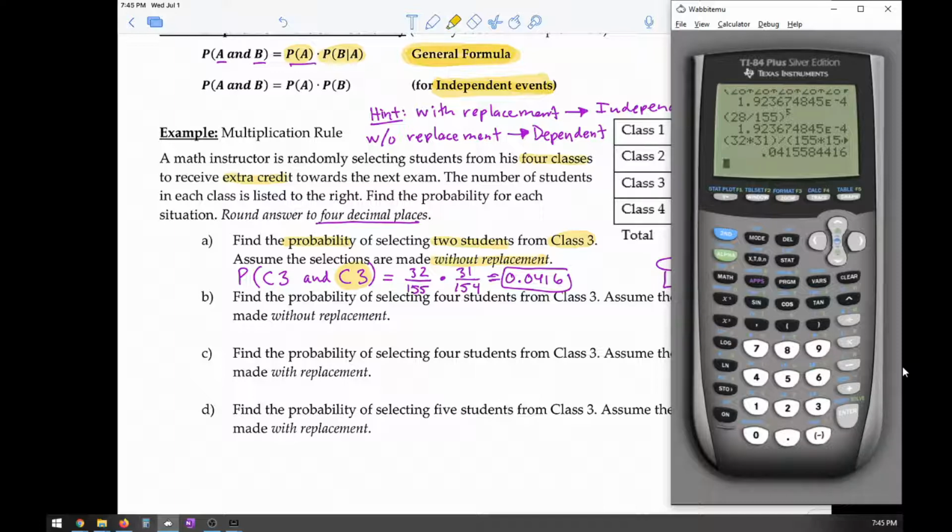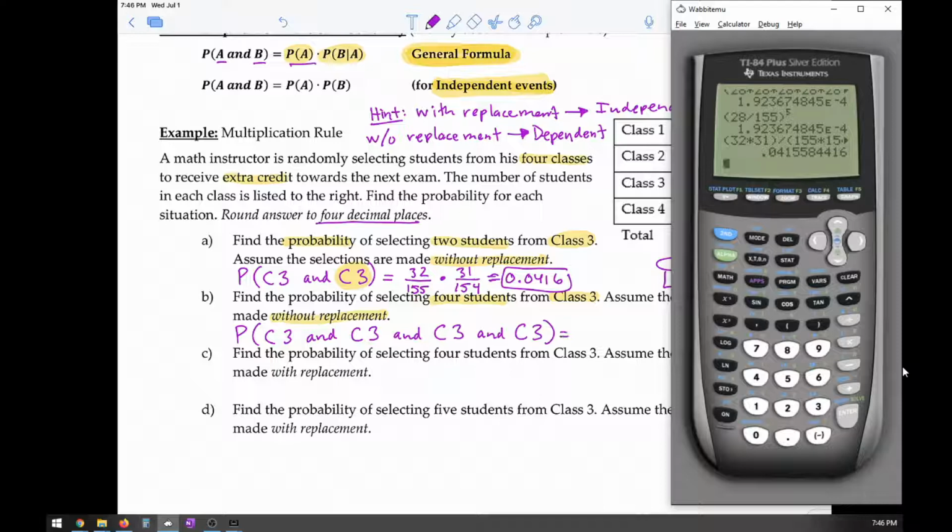Okay, now let's take a look at the second one. The second problem says, find the probability of selecting 4 students from class 3. Assume selections are made without replacement. So it's also without replacement. In this one, it's the probability that all 4 students are from class 3. How can that happen? The first selection, the student was from class 3. The second selection, the student was from class 3. And then the third selection, the student is from class 3. And then the fourth, the student is from class 3.